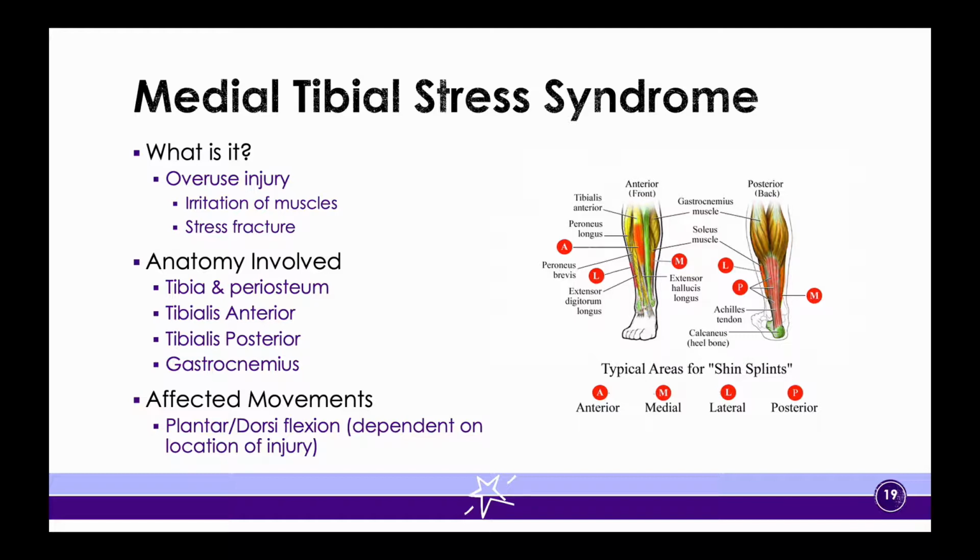Other muscles that might be involved would be the tibialis anterior and/or the tibialis posterior, and sometimes we can feel it also coming from the gastrocnemius. These are all different areas. We often think of shin splints as just being on the anterior side, but we actually can experience them from all different sides: anterior, posterior, medial, and lateral. As far as affected movements, depending on where it is, you'll have either plantar flexion or dorsiflexion being affected and causing pain when contributing to those motions.